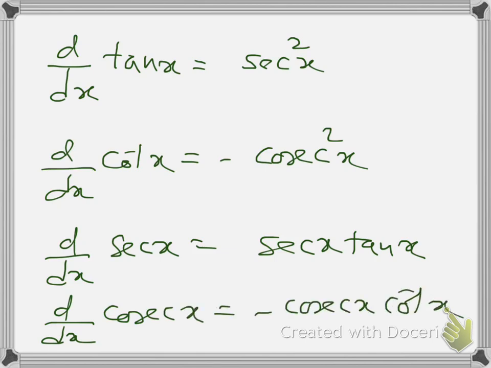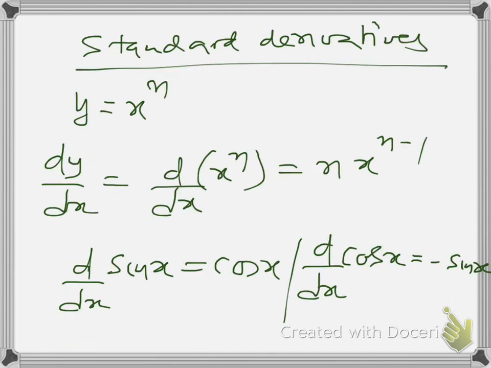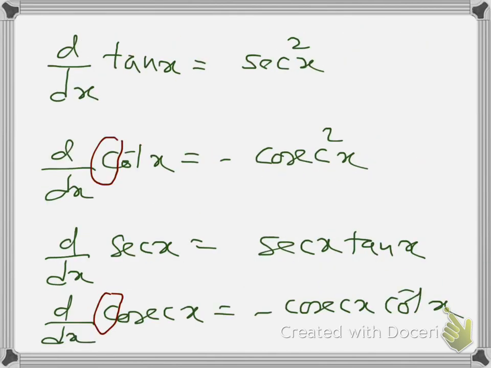If you see, for the derivatives of all trigonometric functions starting with the letter C, cot x starts with C, cosecant x starts with C, and cos x also starts with C, there is a negative sign in the answer. It's a good way to remember. Whenever there is a trigonometric function starting with C, cot, cosecant, cos, their derivatives will come with a minus sign.